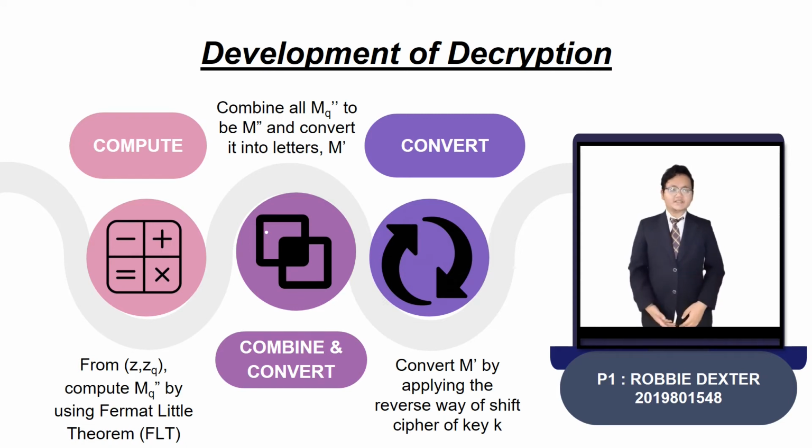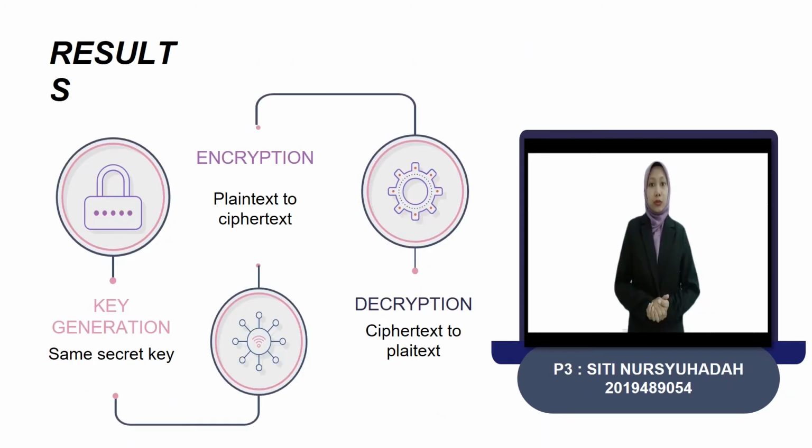In this process, he will combine all the MQ double prime to be M double prime and convert it into letter M prime. Finally, he needs to convert M prime by applying the reverse way of shift cipher of key exchange. Next, we go for the results, where we implement the numerical examples that consist of 3 major levels.